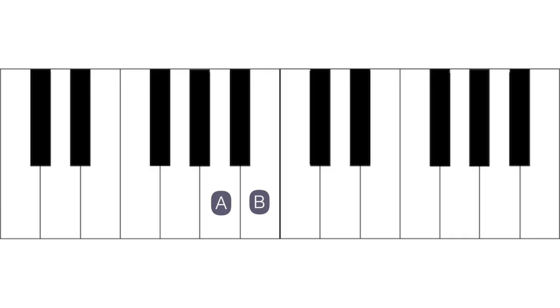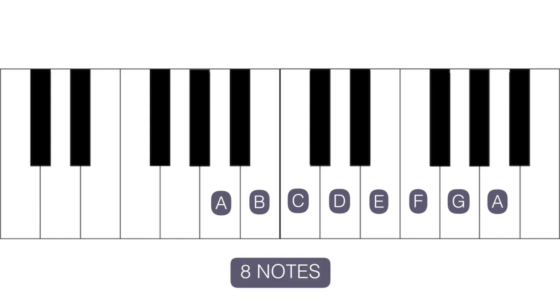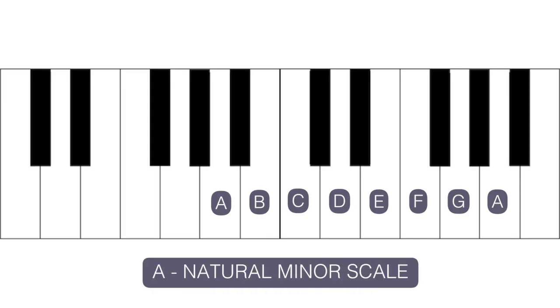What's the next one? C. Next one, D. Next one, E. And the next one, F, G, and A. So now I have 1, 2, 3, 4, 5, 6, 7, 8 notes. These notes make up my A natural minor scale. So this follows the key signature, which is no sharps or flats.